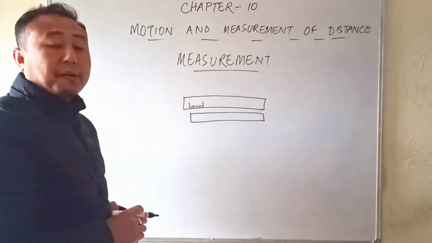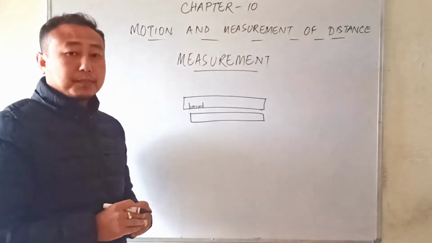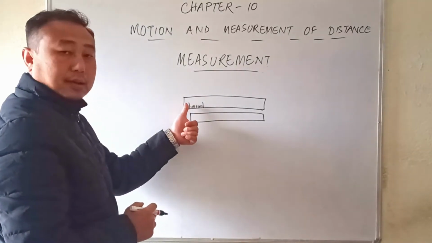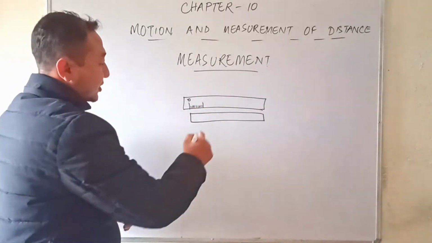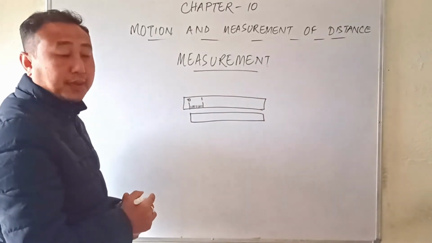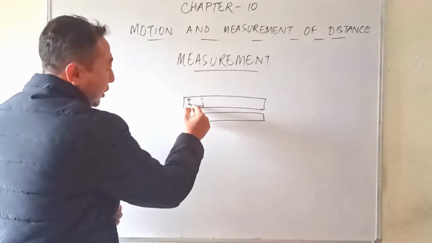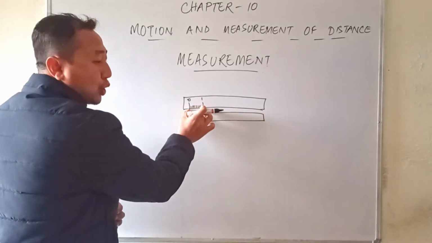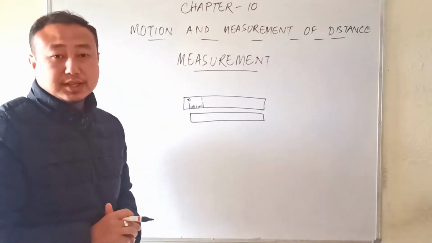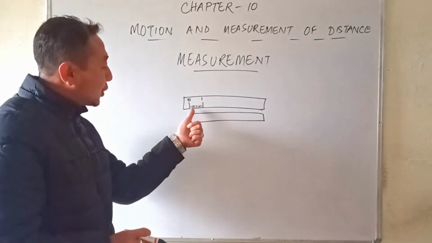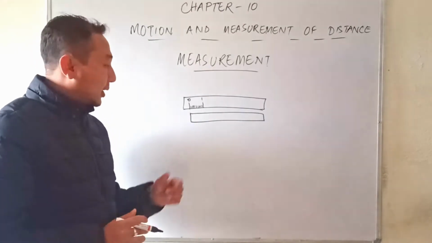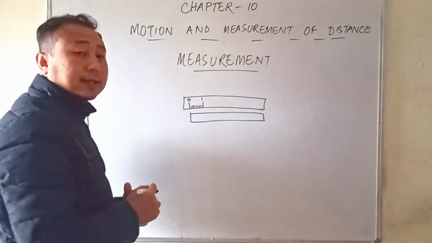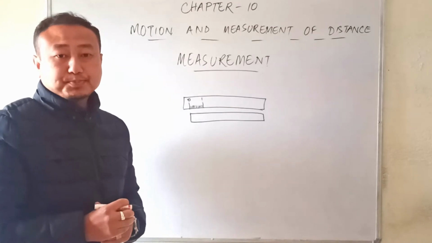This long marking represents a centimeter marking. One end of this scale will be marked 0. The next one will be marked as 1. The distance between two long markings is 1 centimeter. In between these two long markings, there are 10 small markings. The length of one small marking is 1 millimeter.